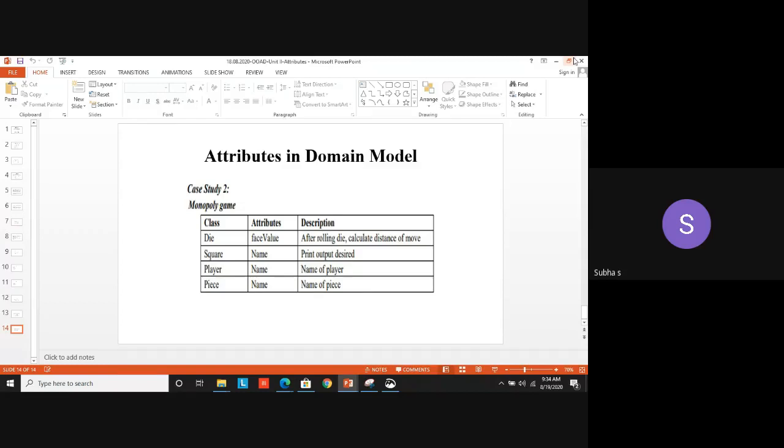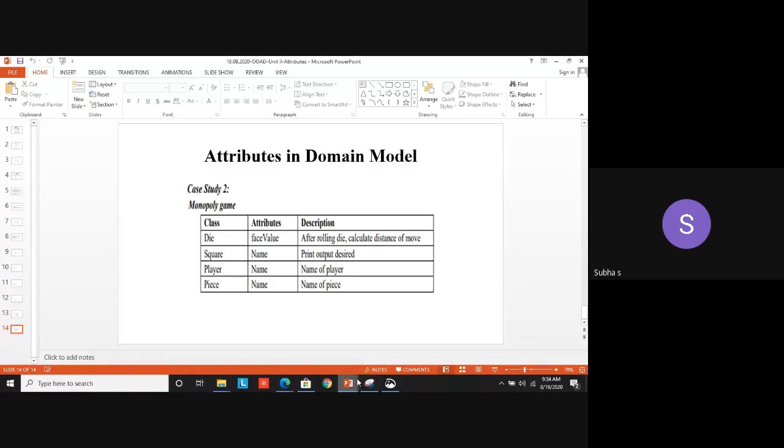Next one is square. You can give some name for the square, so it will print the desired output. For example, assume that you are playing all these games online. I hope you are very familiar with the Ludo game. You all are playing the Ludo game. So player 1, player 2, 3, 4, you can give the names, your name and your friend's name. That name will be displayed then and there with the points also. Same thing for the square, we can give the name, and also for the player, we can give the name. For piece also, you can use name as the attribute.